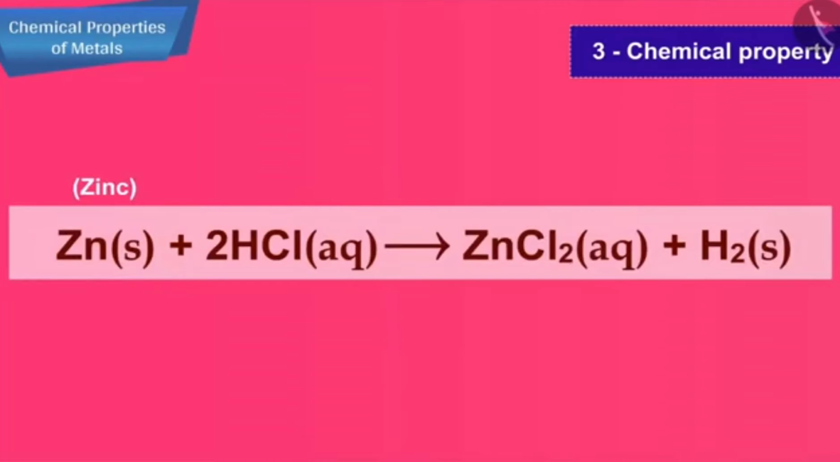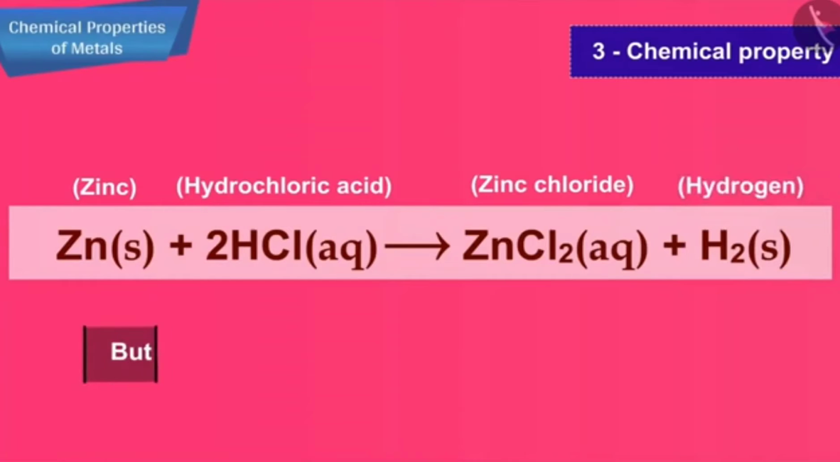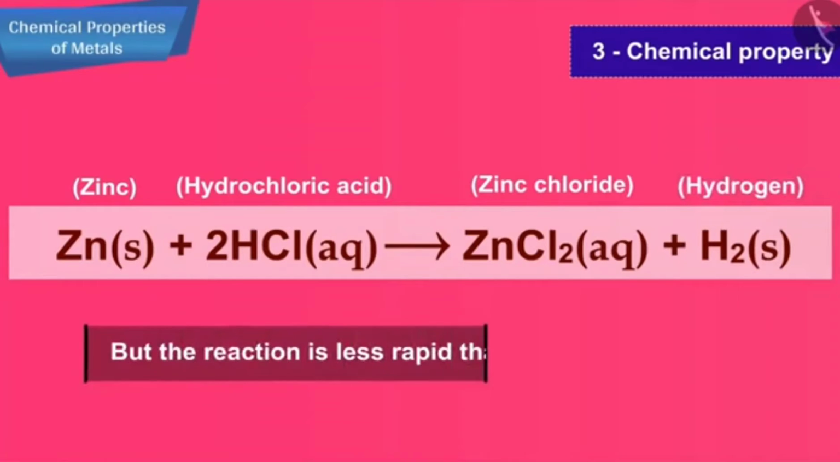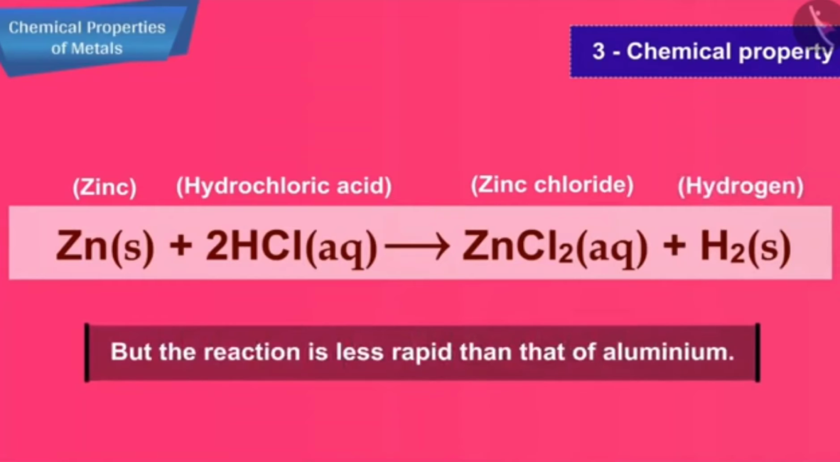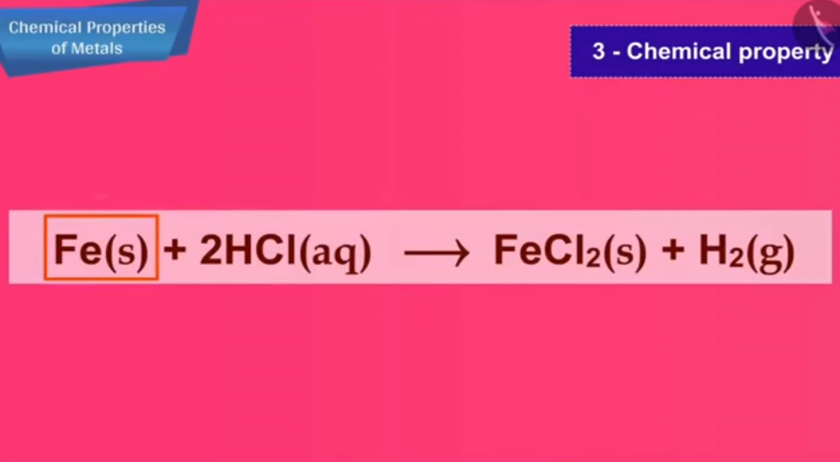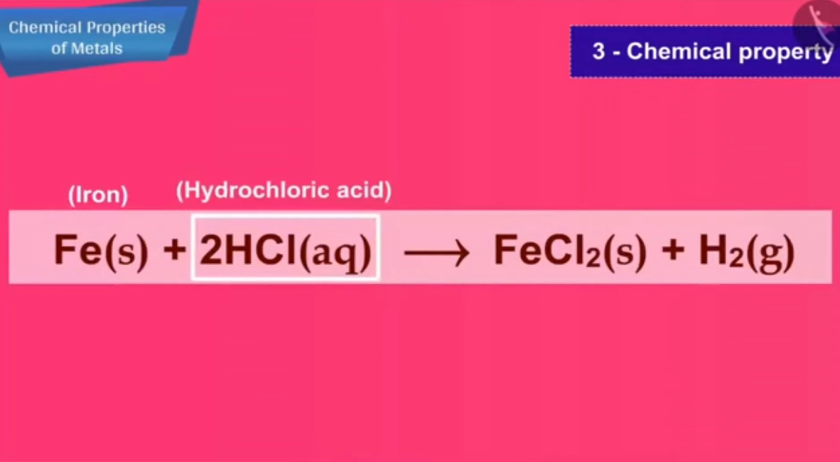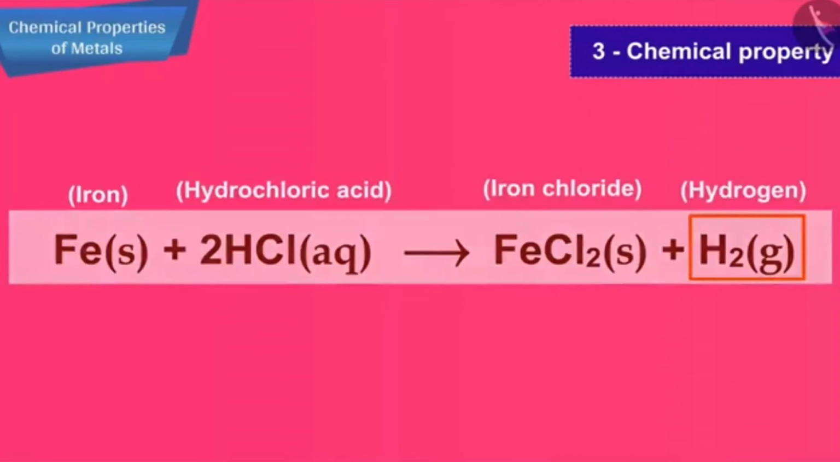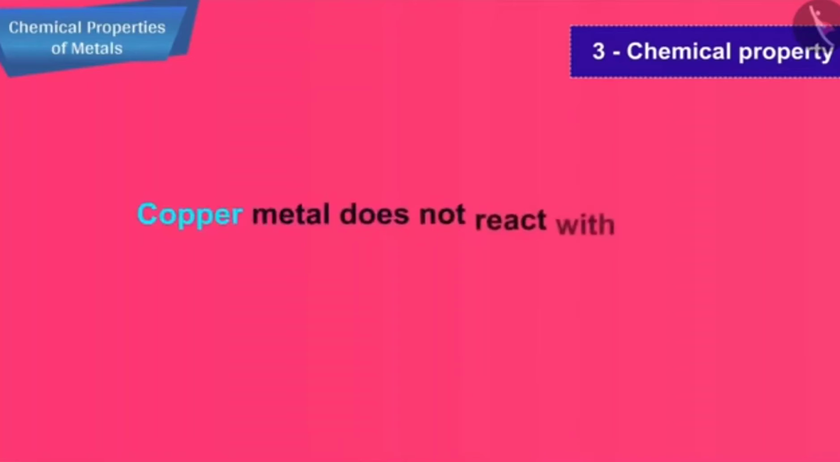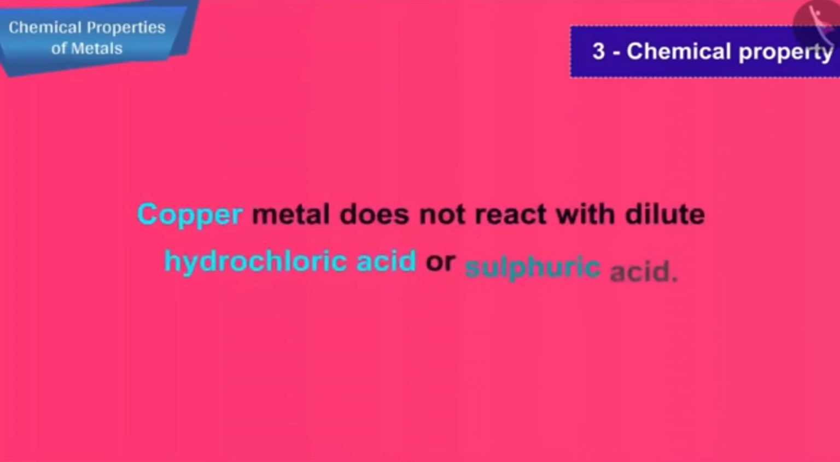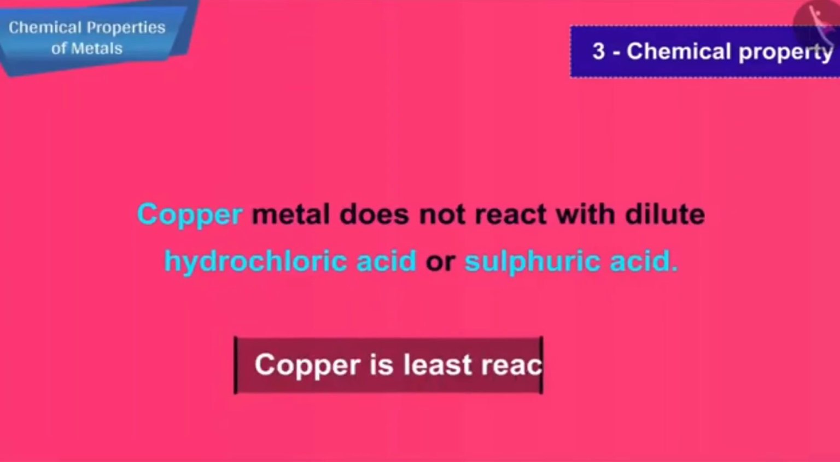Zinc also reacts with dilute acid to give zinc chloride and hydrogen gas, but the reaction is less rapid than that of aluminium. Iron reacts with dilute acid to give iron chloride and hydrogen gas. Copper metal does not react with dilute hydrochloric acid or sulfuric acid, and this shows that copper is least reactive.